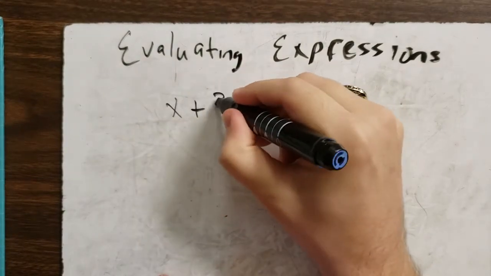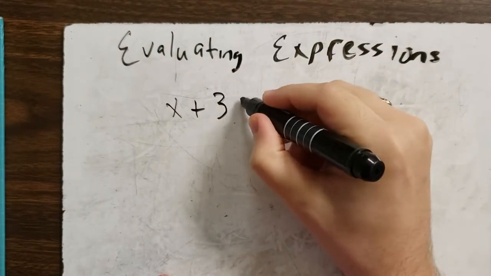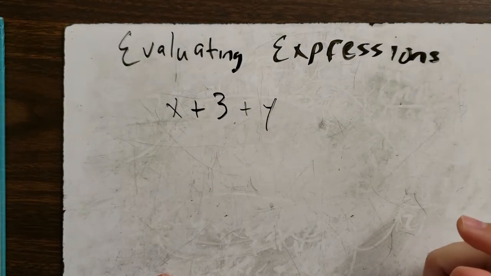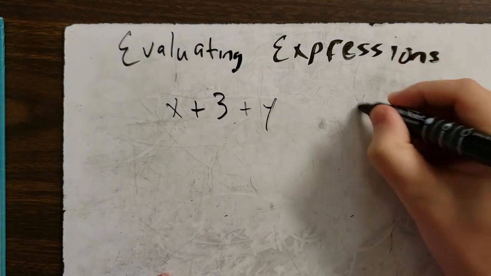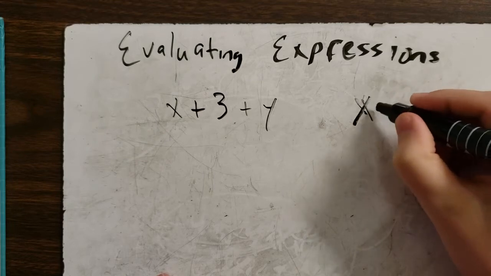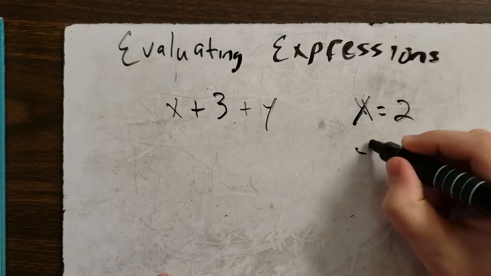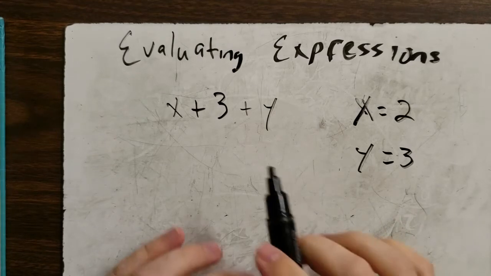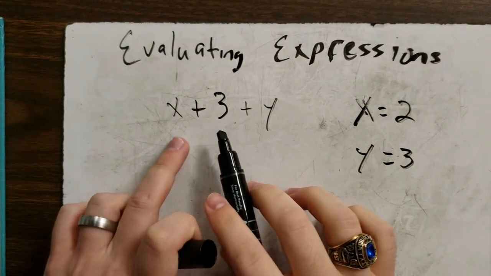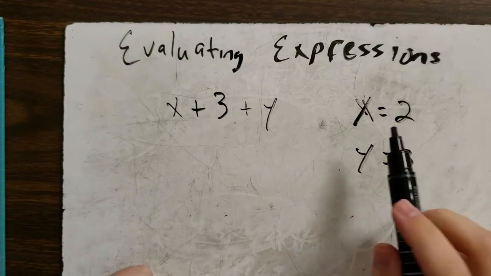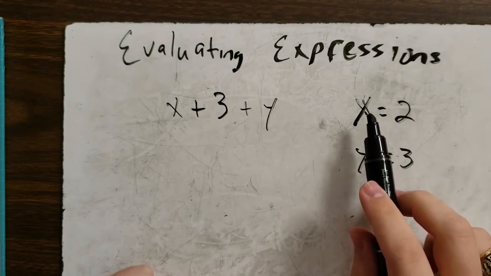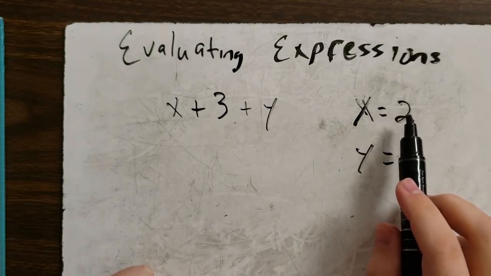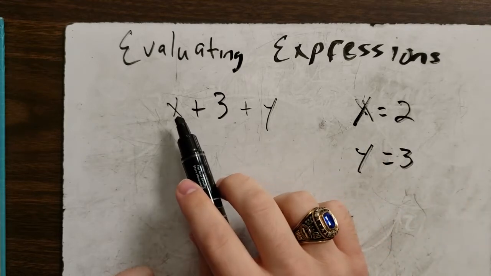x plus 3 plus y, when x equals 2 and y equals 3. So we have our equation x plus 3 plus y. Every time we see an x, x equals 2, so we must substitute the 2 for every time we see an x.